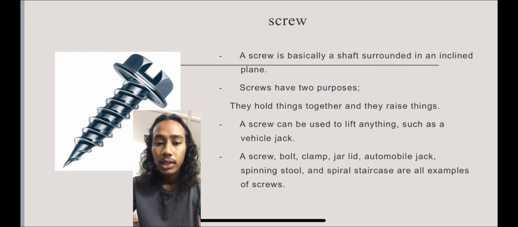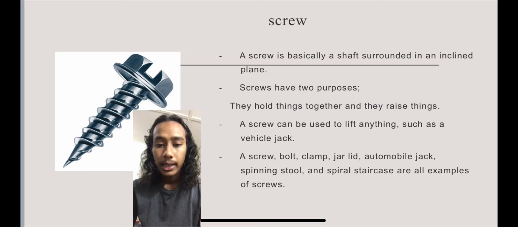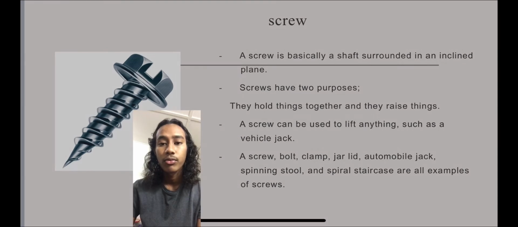Unwinding a screw is the only method to remove it. A screw can be used to lift anything, such as a vehicle jack. The examples of screw are a screw, bolt, clamp, jar lid, automobile jack, spinning stool, and spiral staircase. That's all the examples of the screw.